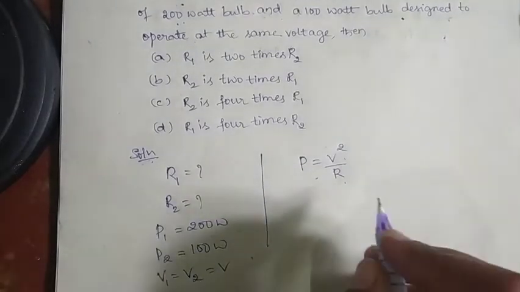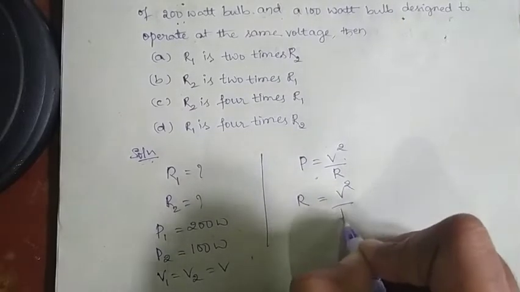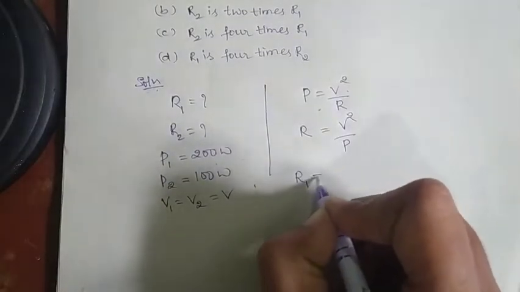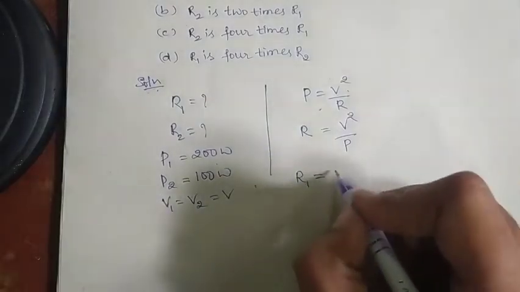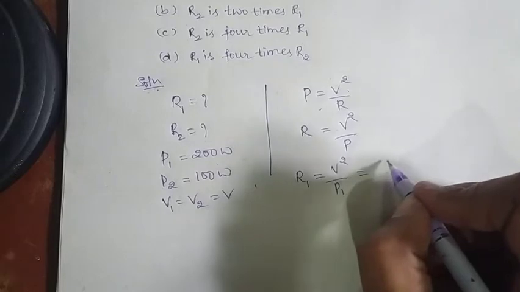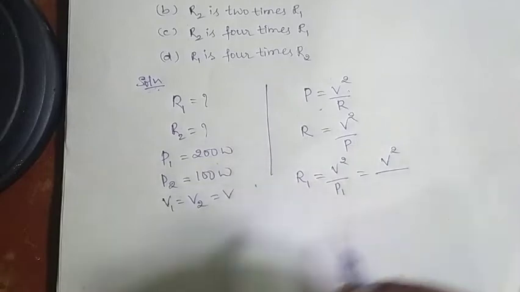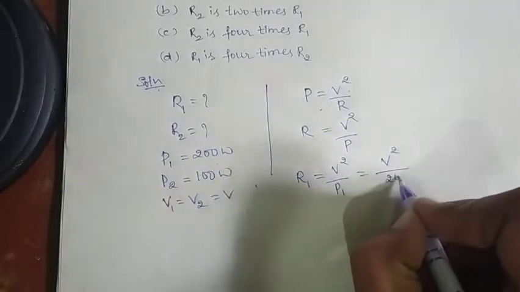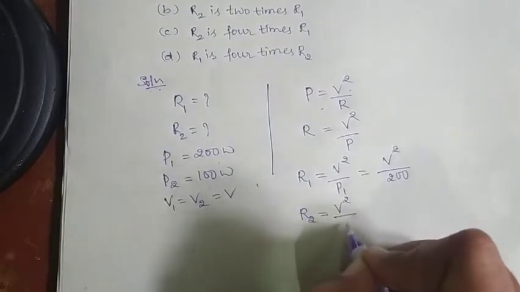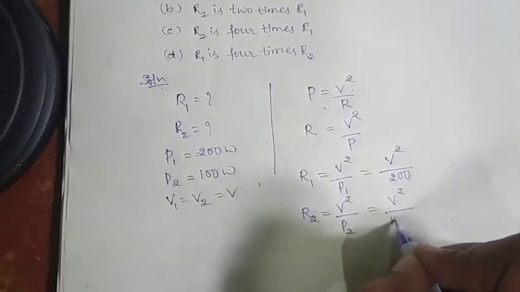Now, I want resistances. R equals V square divided by P. Now, I need the resistance of the first bulb, R1, which should be equal to V square divided by P1. V will be the same. V square divided by P1, which is 200. Next, we find R2 by the same formula, V square divided by P2. V square will be the same. P2 will be 100 watt.